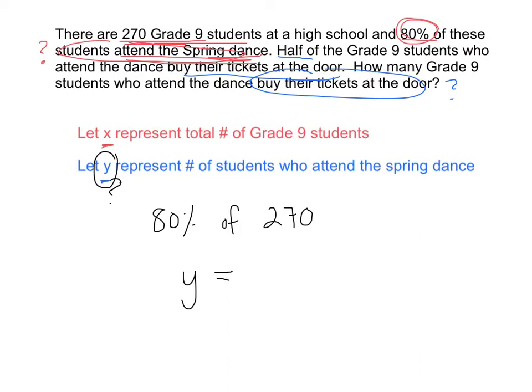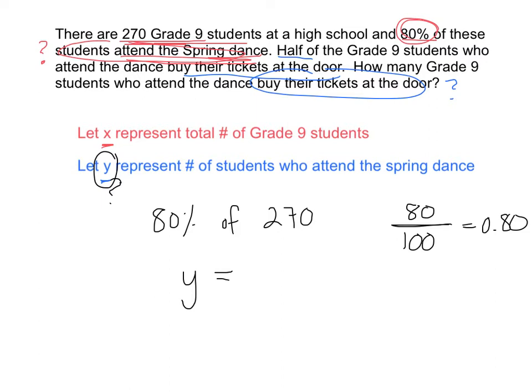So how would you calculate 80% of 270? Well, one way we can do this is by turning 80% into a decimal. Do you remember how to do that? Well, since percent means out of 100, 80 over 100 also represents 80%. Do you remember how to turn a fraction into a decimal? Simply take the numerator and divide it by the denominator. 80 divided by 100 equals 0.80 or 0.8.